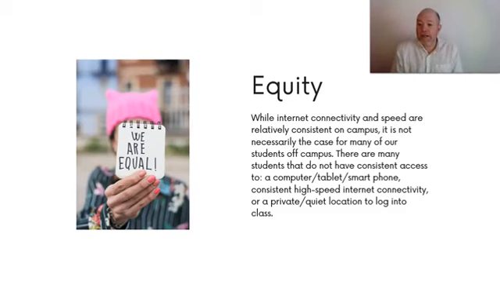While internet connectivity and speed are relatively consistent on campus in the majority of cases, it's not always the case. It is not necessarily the case for many of our students that are off campus. Many students do not have consistent access to a computer, tablet, smartphone, consistent high-speed internet connectivity, or a private, quiet location to log into their class. I know at the K-12 level, getting computers to them is a challenge, or getting them hotspots, but it's even more difficult if you're trying to maintain both the technology inside the classroom and the individual technologies that students have out in their own homes or wherever they're accessing the internet.